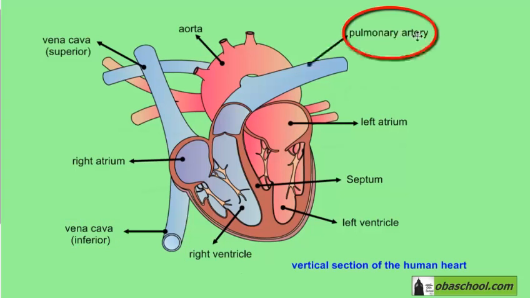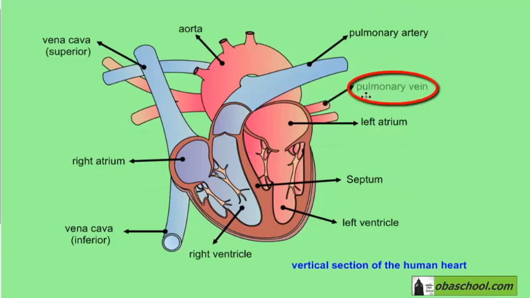We also saw the pulmonary artery that takes deoxygenated blood from the heart to the lungs in order to get oxygenated. And we have the pulmonary vein that takes back oxygenated blood from the lungs back to the heart.